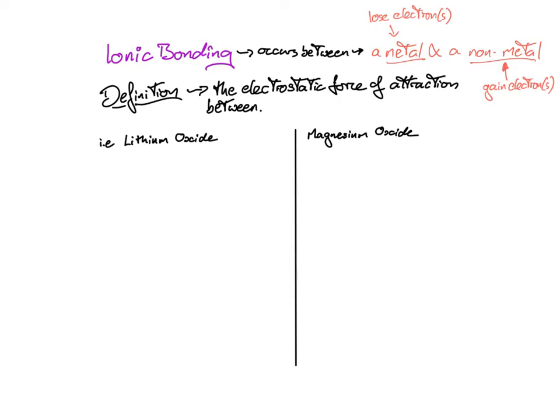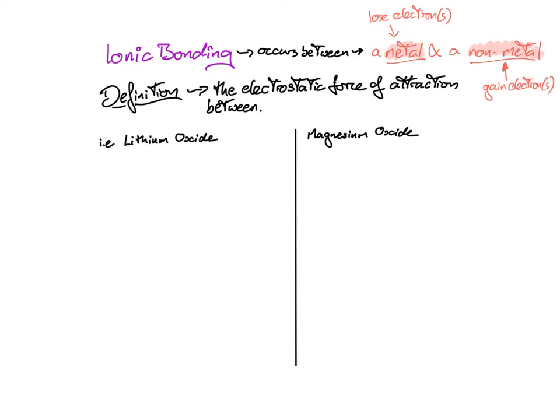So the process of ionic bonding is actually very simple. Electron or electrons are transferred from the metal, and we'll draw diagrams of this in a moment so you can see this, to the non-metal, forming oppositely charged ions. And those oppositely charged ions attract each other, and that attraction is the ionic bond.